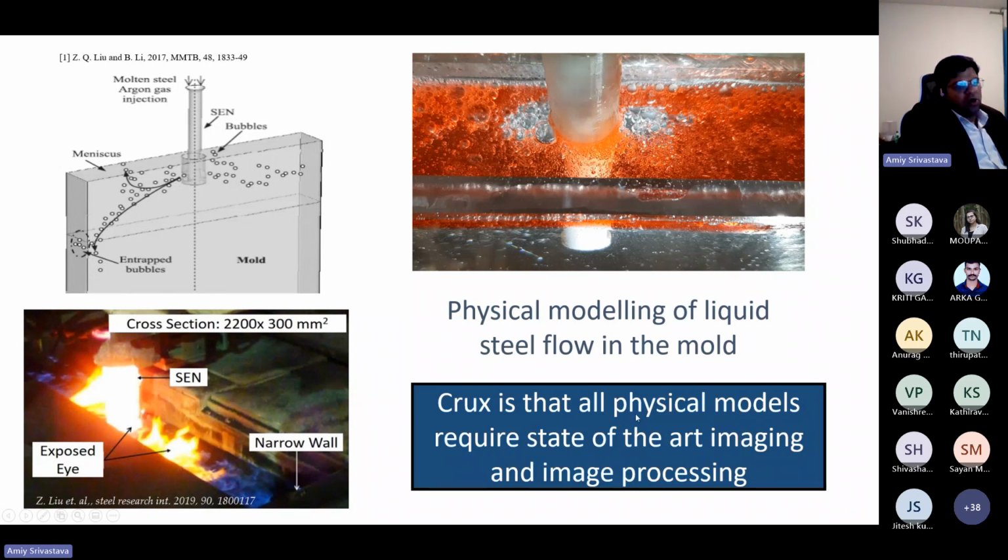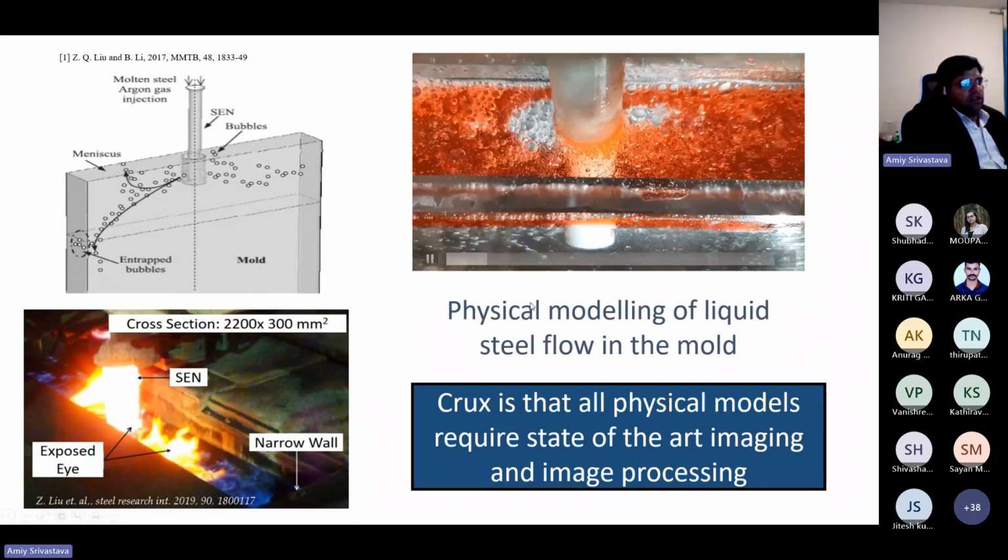The crux is that all physical models require state-of-the-art imaging and image processing. In order to resolve the size and number of these bubbles, we have to use state-of-the-art image processing and imaging techniques. Now I'm going to talk about imaging. You can see from the flow of the presentation that gradually I'm moving towards machine learning.